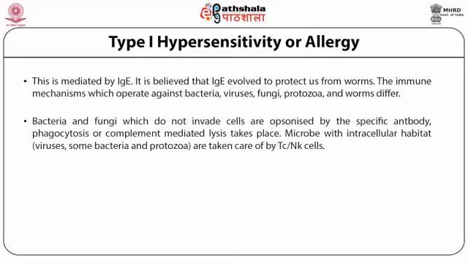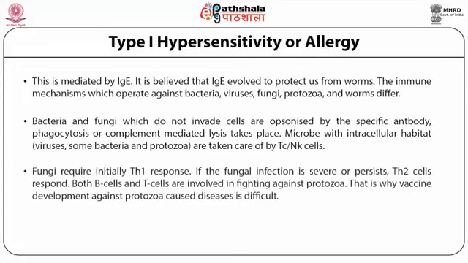The immune mechanisms which operate against bacteria, viruses, fungi, protozoa, and worms differ. Bacteria and fungi which do not invade cells are opsonized by the specific antibody. Phagocytosis or complement-mediated lysis takes place. Microbes with an intracellular habitat, viruses, and some bacteria and protozoa are taken care of by TC or NK cells.